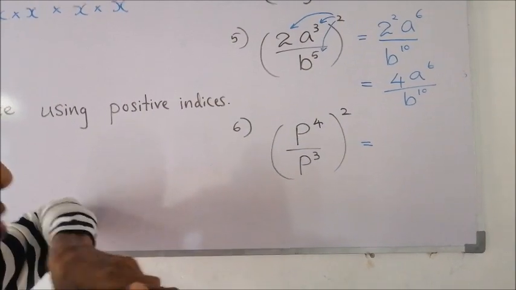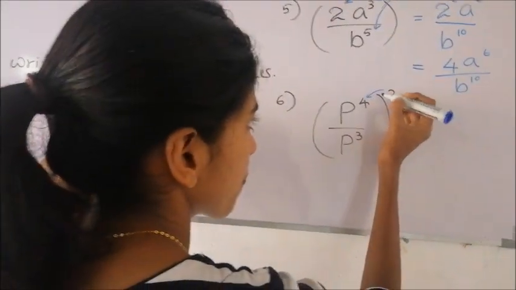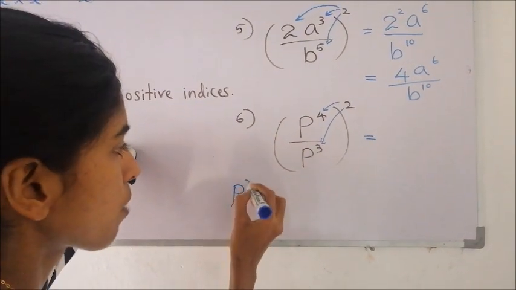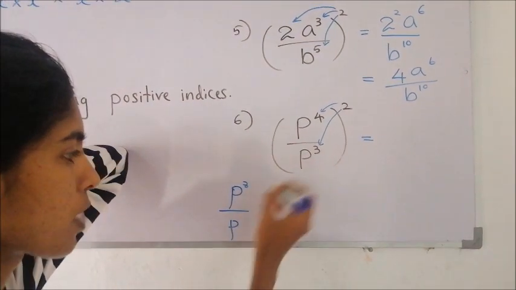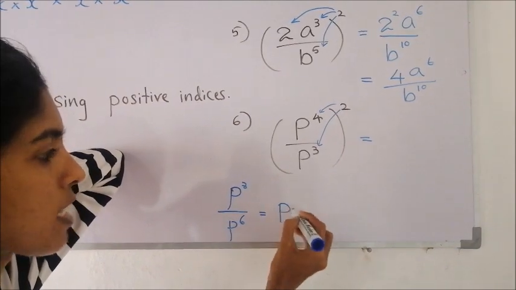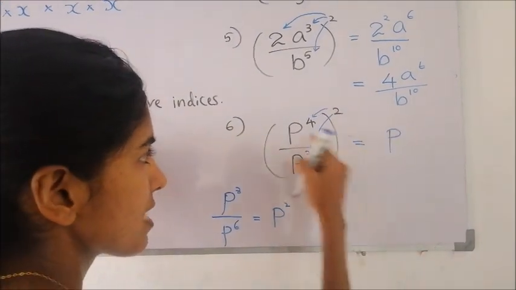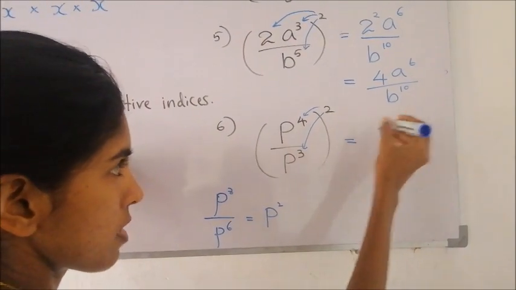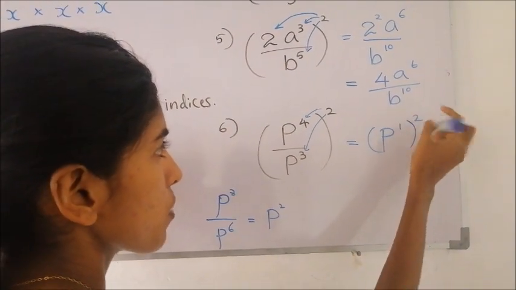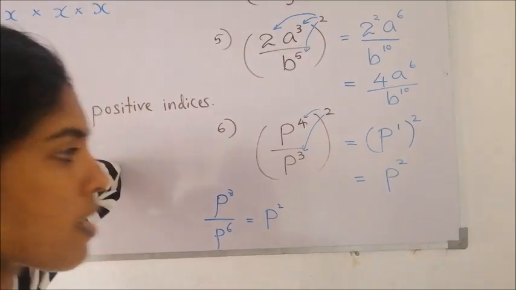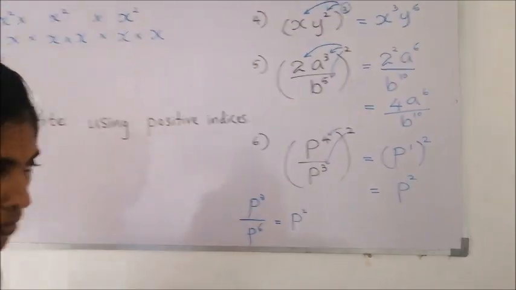The other method is for both we can apply this. That means 4 times 2, 8. P to the power 8 over P to the power 2 times 3 is 6. Then even we can subtract, right? I am following the first method because the bases are same. Firstly I am subtracting. 1 is coming, 1 to the power 2. Still the index is on the outside. So P squared is the answer. Same answer is coming.